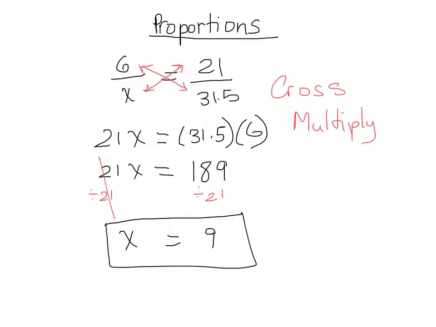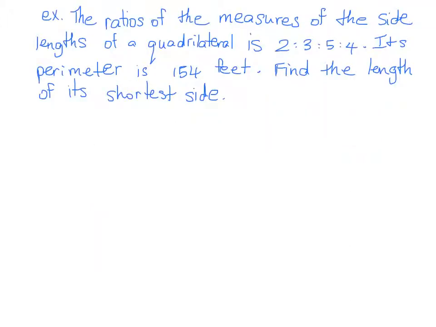Now let's take a look at how a proportion could show up in geometry. This example is actually pretty similar to the example we did with the triangle, but this time we're going to use proportions to solve. You can use whichever way you prefer, but I would like you to see the proportions way. It's actually my preference. So we know that the ratio of the side lengths is 2 to 3 to 5 to 4, and this is a reduced ratio.